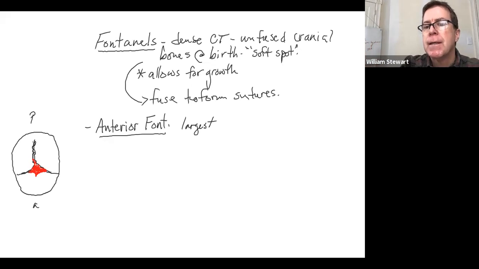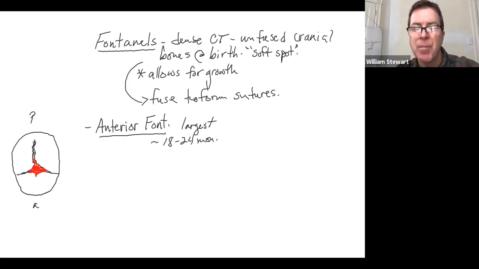It closes at about 18 to 24 months. So I'm just going to write about 18. I'm just writing down when they close, typically when they close. Next is the posterior fontanelle.